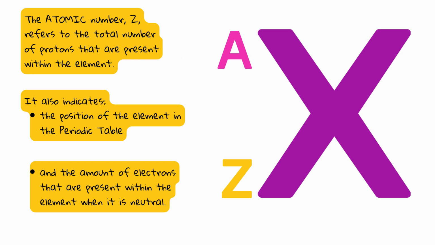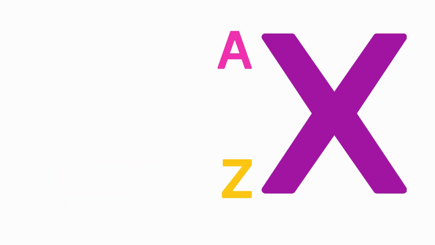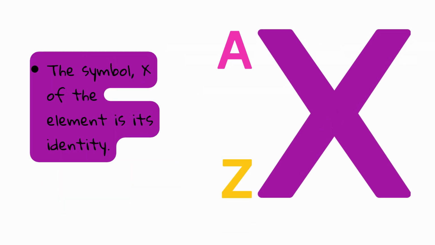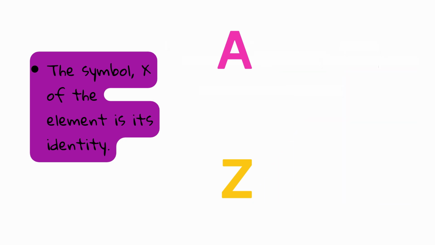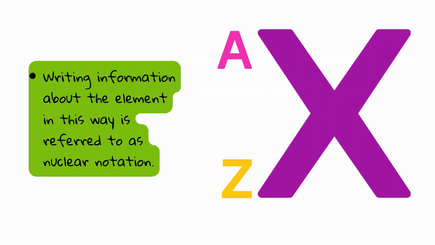The atomic number Z refers to the total number of protons that are present within the element. It also indicates the position of the element in the periodic table and the amount of electrons that are present within the element when it is neutral. The symbol X of the element is its identity. Writing information about the element in this way is referred to as nuclear notation.